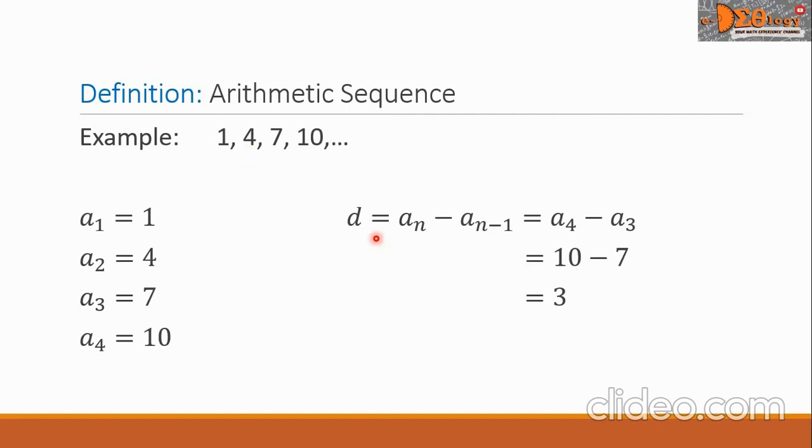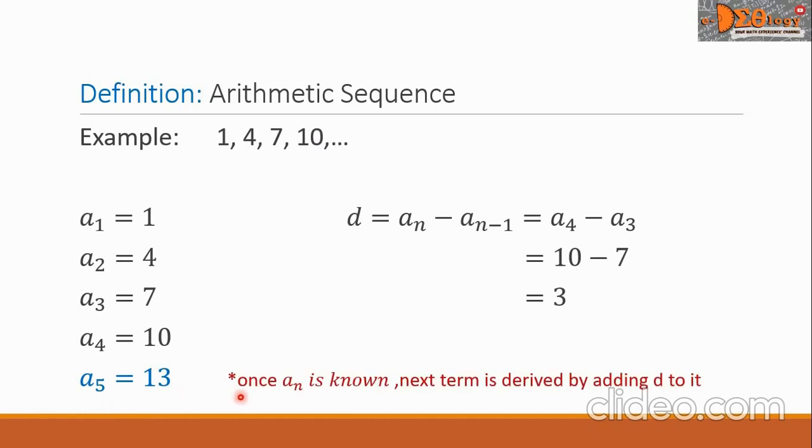The common difference helps us also to provide the next term after 10, and that is a sub 5, which is 10 plus the common difference 3 is equal to 13. So on and so forth. So we say, once a sub n is known, the next term is derived by adding d, the common difference, to it.